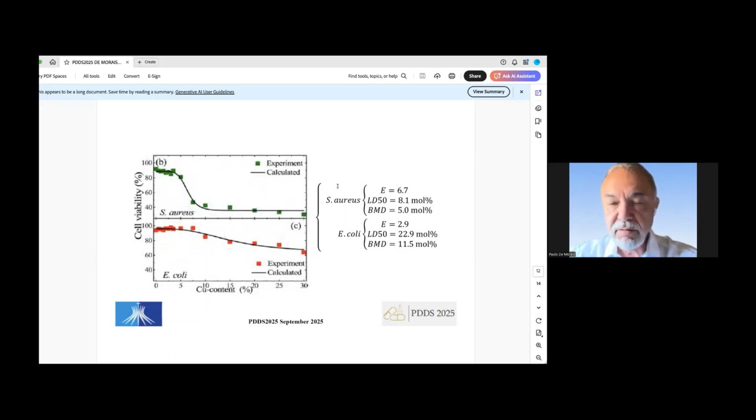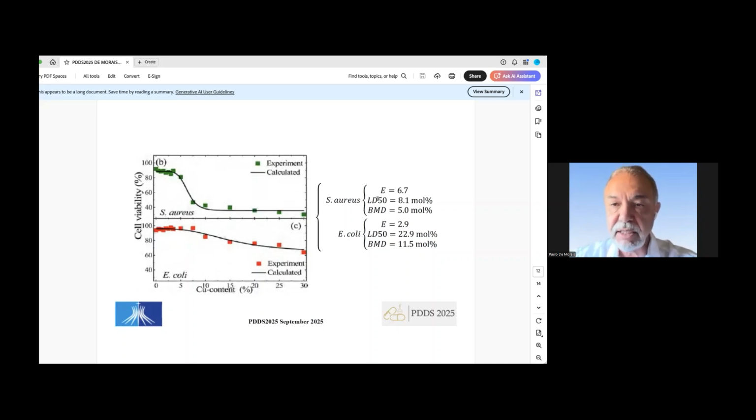I can emphasize on the right-hand side that the Hill coefficient for the S. aureus is 6.7, and for the E. coli is about half, 2.9. So it means in both cases, the first material that binds to the cell membrane just facilitates the next one. But of course, for S. aureus, this facilitation is higher than for the E. coli, and that leads to important results.